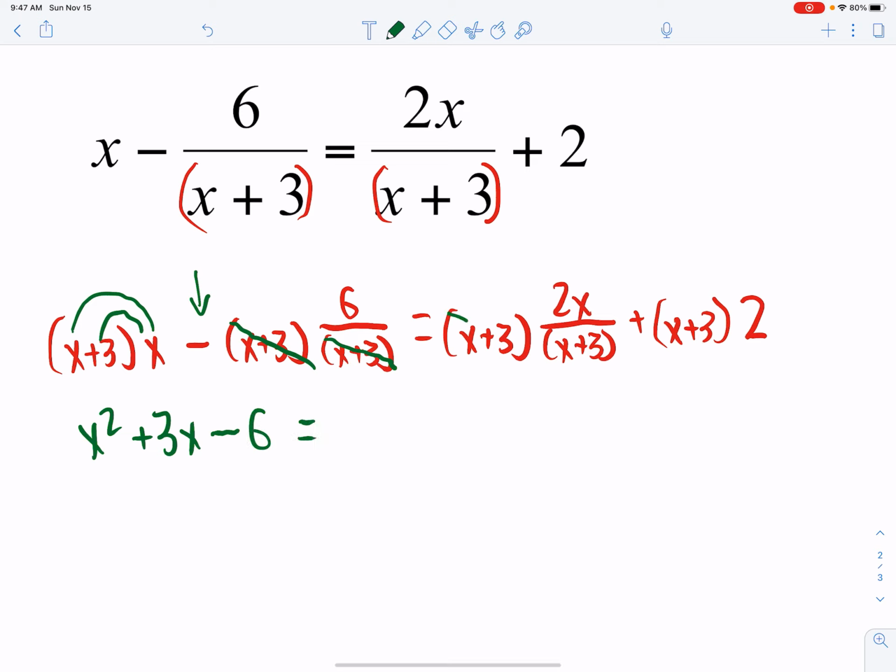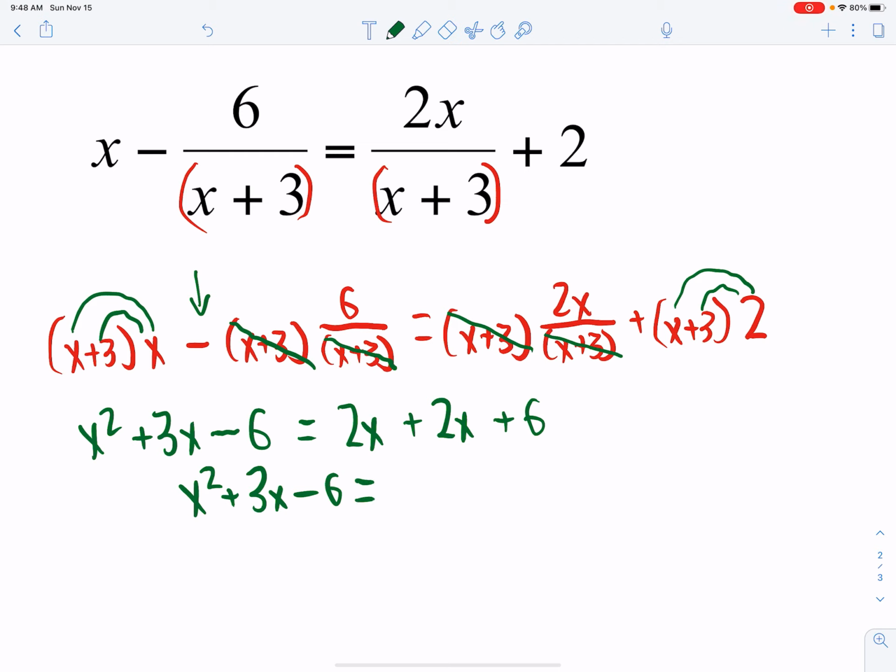Now on the right side, x plus 3 and x plus 3 cancel out, and we're left with 2x. The next part, nothing cancels out, so we distribute. X times 2 is 2x. 3 times 2 is 6. So if we combine the like terms on the right side, we have x squared plus 3x minus 6 equals 4x plus 6.